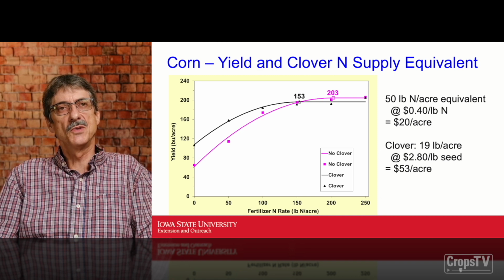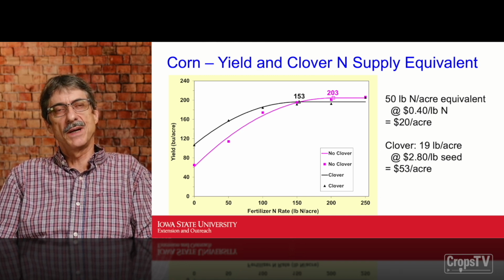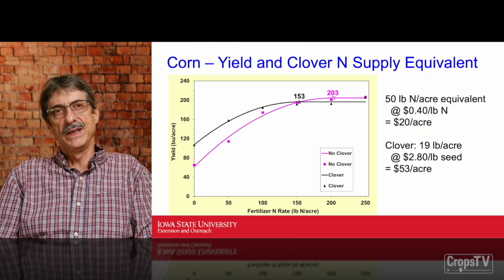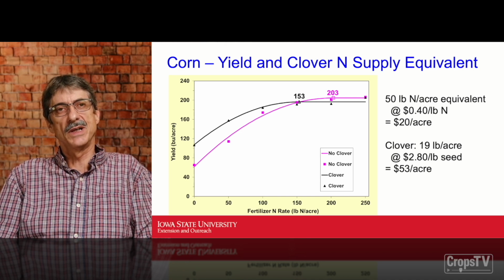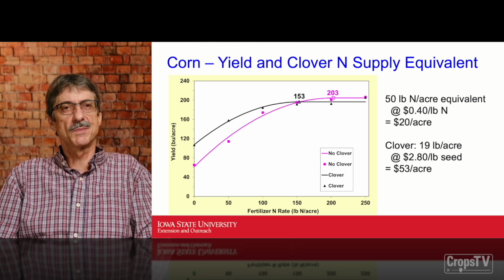If you think about, is that 50 pounds enough to pay for the nitrogen supplied by the clover? So if we would use 40 cents per pound of N, that's $20 per acre. We seeded at 19 pounds of clover seed per acre, and we paid $2.80 per pound. That's $53, so we're not going to cover the seed cost alone with the nitrogen response.